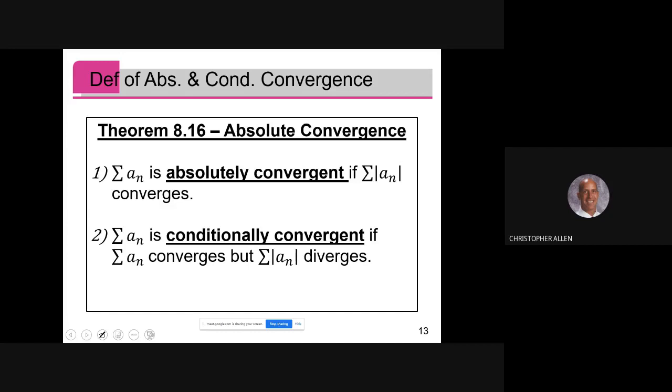A series is said to be conditionally convergent if the sum of a sub n converges, but the sum of the absolute value of a sub n does not converge. Yes? What if the sum of a sub n diverges, but the absolute value converges? Hold on, let me think about that. Say that one more time. Or does that never happen? It does. Hold on, we'll get to that. You're going to see in my example.